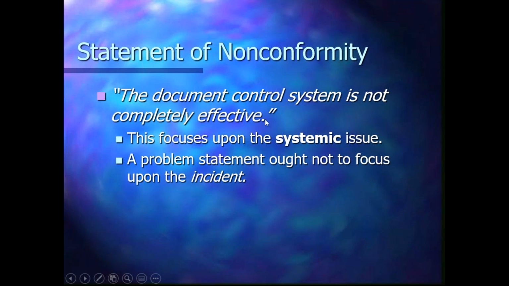So again, the best way to write this finding: the document control system is not completely effective. Again, we're focusing on the systemic issue and not a specific person or incident. We're leaving the symptoms out of the statement of nonconformity. Those appear in the objective evidence.